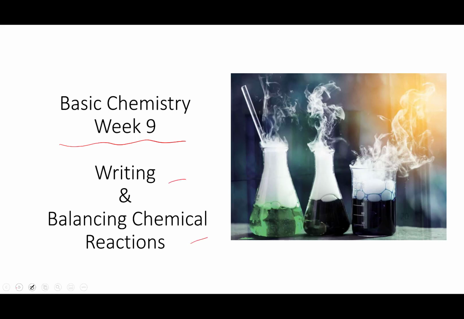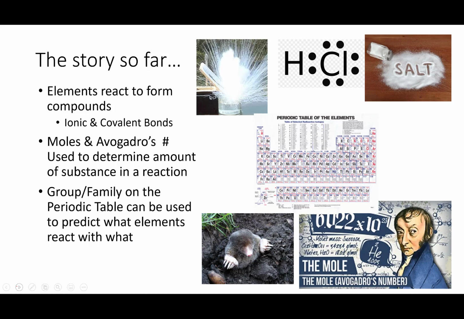Chemical reactions. Here's the story so far. We've been talking about how elements react to form compounds. We've talked about those ionic and those covalent bonds. And we've talked about how moles and Avogadro's numbers can be used to determine how much of a reactant or a product are involved in a chemical reaction. We've looked at groups and families on the periodic table, and we've looked at who reacts with what.